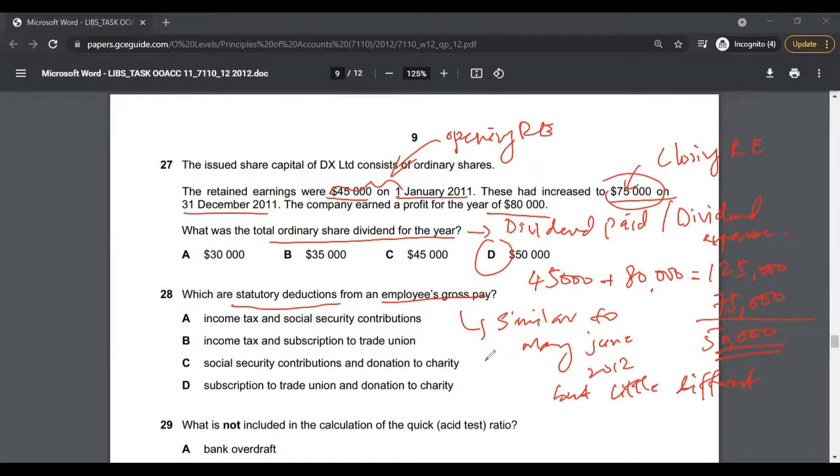So from gross pay, you deduct the taxes. Right? So you would deduct income tax and social security contributions. Actually, that is the answer. So the answer to multiple choice 28 is option A.